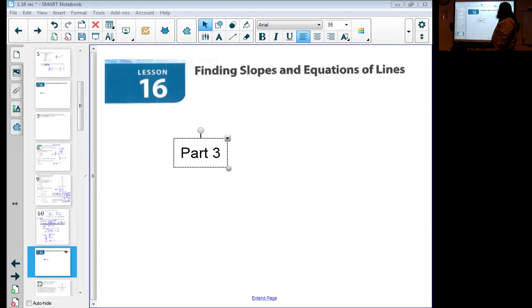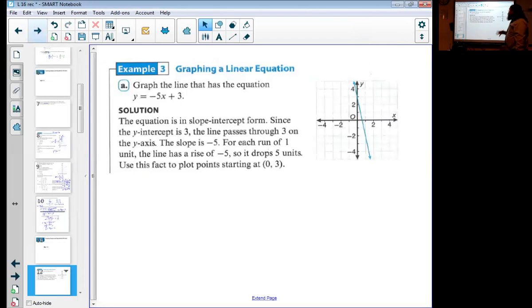So we are going to continue today with lesson 16, and this is part 3. Lesson 16 is about finding slopes and equations of lines. So here it is asking us to graph a linear equation. It says graph the line that has the equation y is equal to negative 5x plus 3.